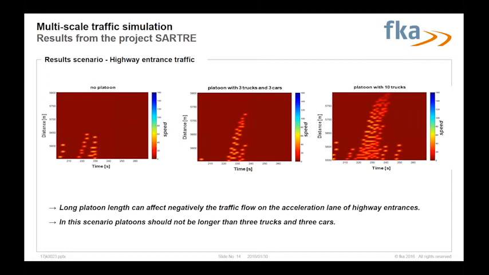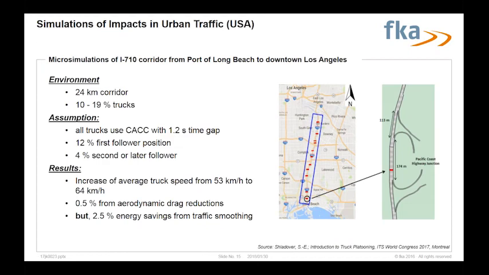So we really have to find the best solution to, of course, increase the efficiency on the highway and still have a good efficiency on the entry ramp. And for this, it really helps to have the simulations to identify, okay, we can have platoons with at most 4 trucks and a 10-meter gap. This was one result from Convoy, for example.